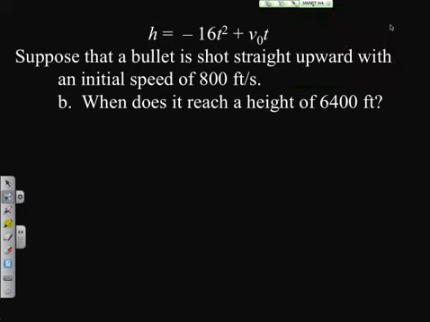Next, suppose that a bullet, and it's still shot up, when does it reach a height of 6,400 feet? So our height is now 6,400, negative 16t squared plus 800t. Again, this is quadratic. We want to move the 6,400 over.